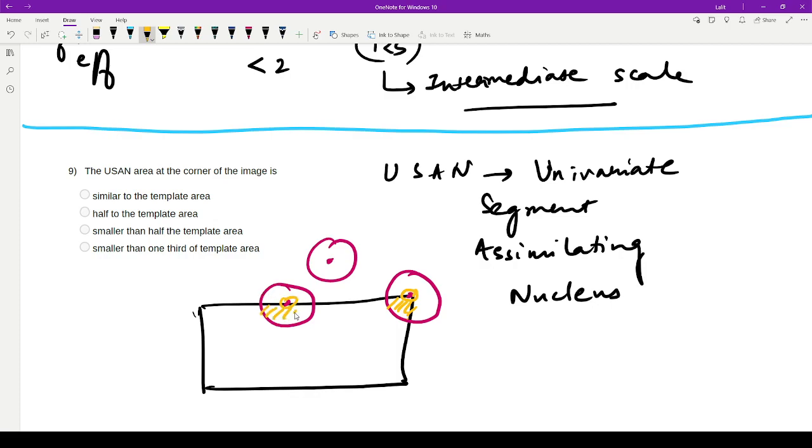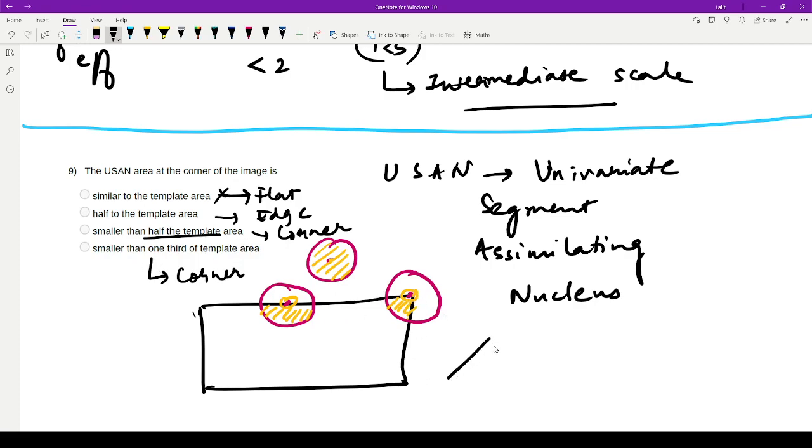Here, for this case, if you are on an edge, the effective area is half. If you are outside an edge, the effective area, which is similar to the central pixel, is the whole area. This is a flat region. This is an edge. This is smaller than half of the template area. So this is a corner. Smaller than one third of the template area can also be a corner. But this is a more generic statement that as soon as you see that it's smaller than half of the template area, then it's a corner.